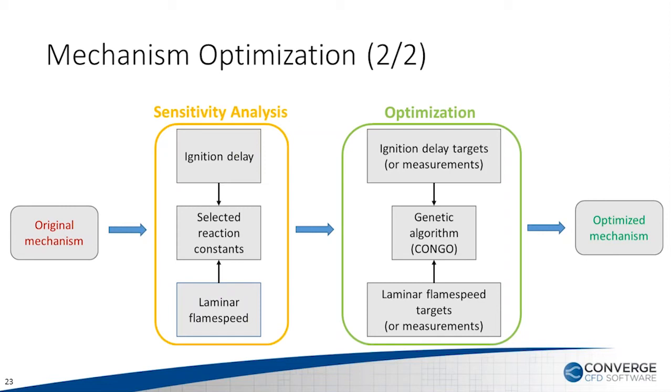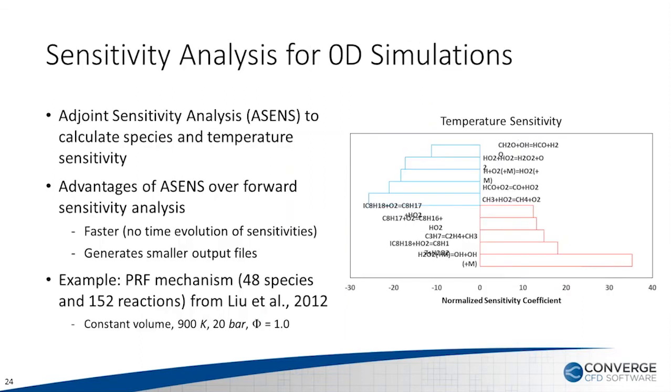And we use CONGO. The results from sensitivity analysis are combined with the targets you specified. The targets can be the ignition delay or laminar flame speed, or any measurements you want your mechanism to meet. After running with CONGO, by the end, you will have an optimized mechanism.